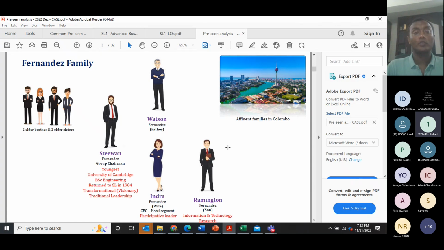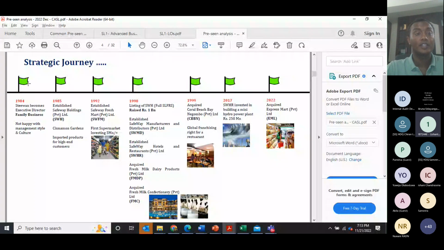So one thing that you will see in the original story of the case study is that Stephen was unhappy with his father's business. He started this business in 1984 as a family business, right? He was not happy with the culture of that business. So the starting point was 85. They established the holding company, which primarily has the investment property type of business and the imported products. So this was the main company, Safeway Holding.